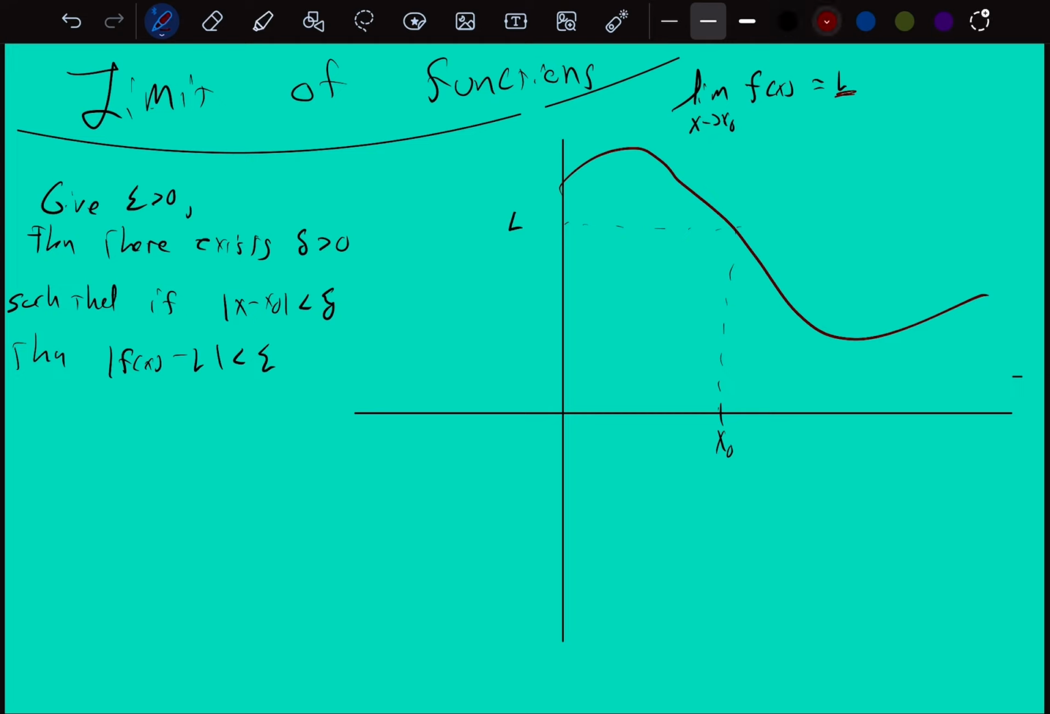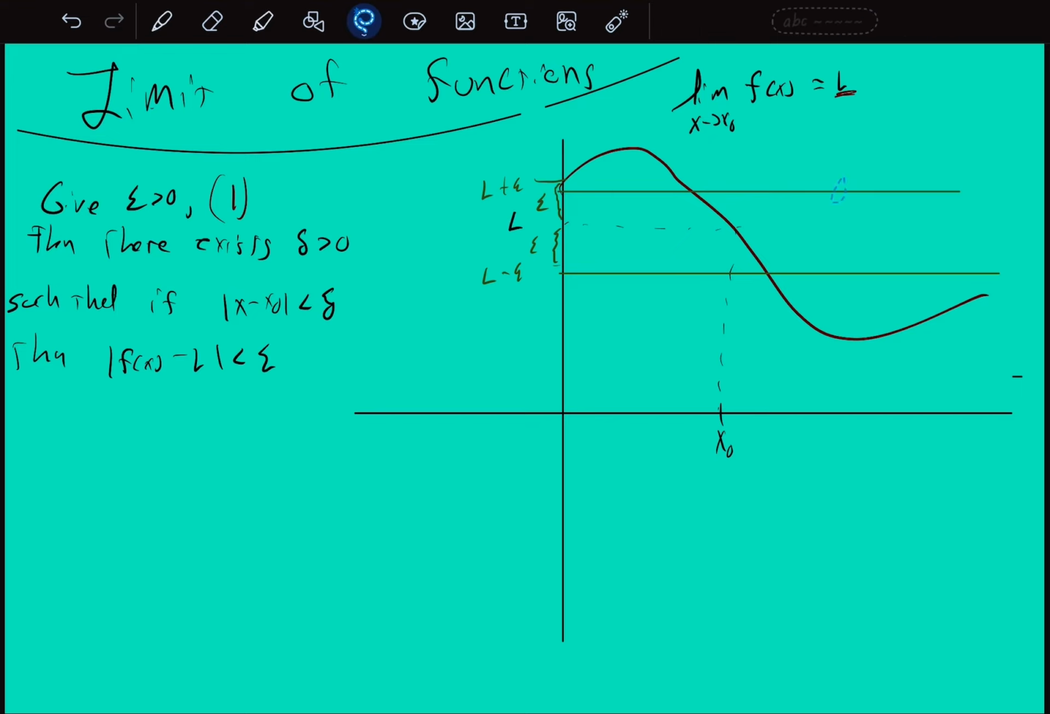So let's start with the first step. Give me an epsilon greater than 0. This is arbitrary, but just give me an epsilon greater than 0. This is our epsilon. It's this width. So this is L minus epsilon, and this is L plus epsilon right there. And this gives you a vertical region in which we need our function to be nice in. And what do we mean by nice?